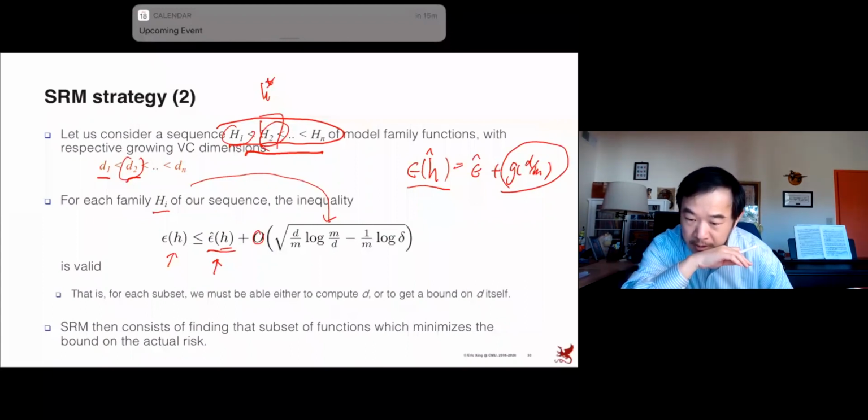Question: is error hat H bias or variance? It is bias. And the O is the variance, yes.